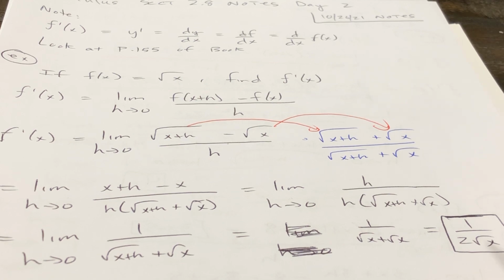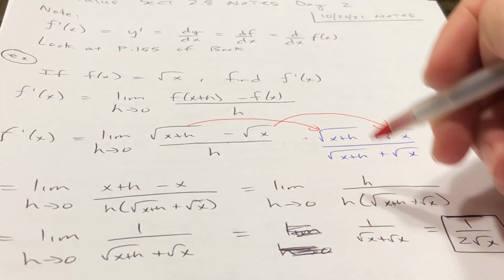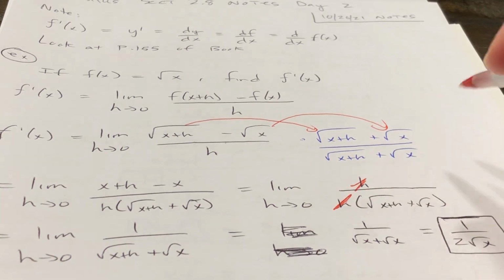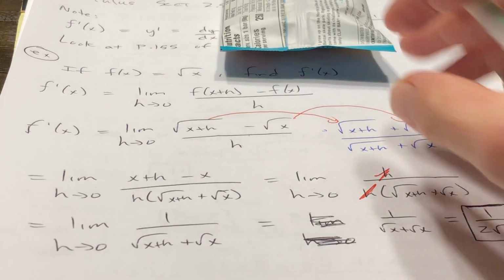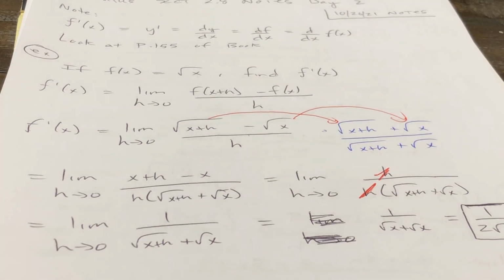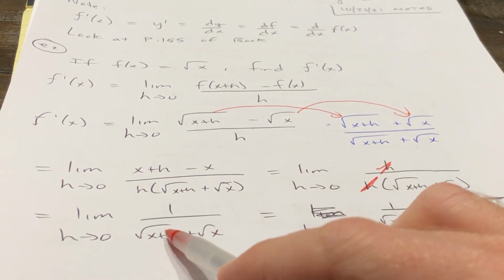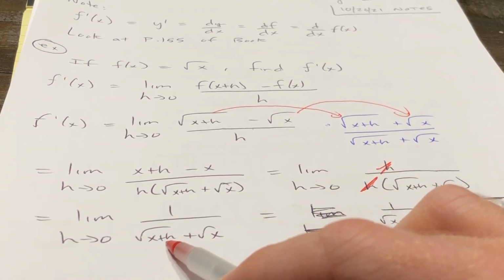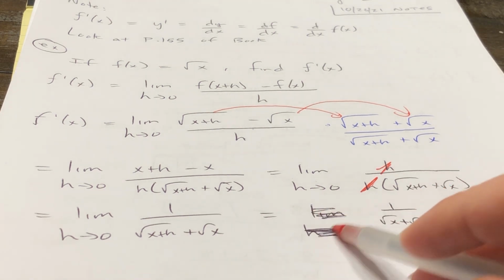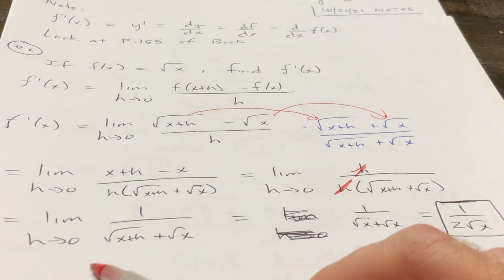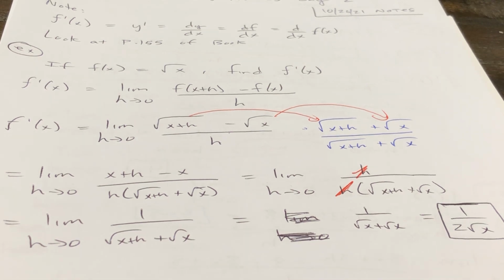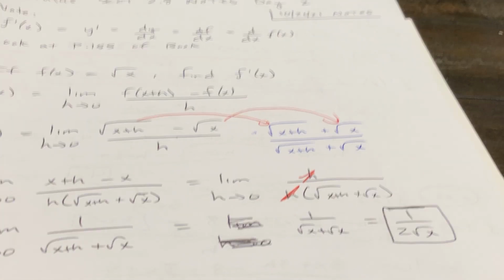Again, we've seen this difference quotient before. We know how this goes. We know the h is the thing causing the issue, so the h's cancel. Then I can plug a 0 in for h. I don't need to write the limit as h goes to 0 anymore because I've plugged a 0 in for h. And I get 1 over 2 root x.